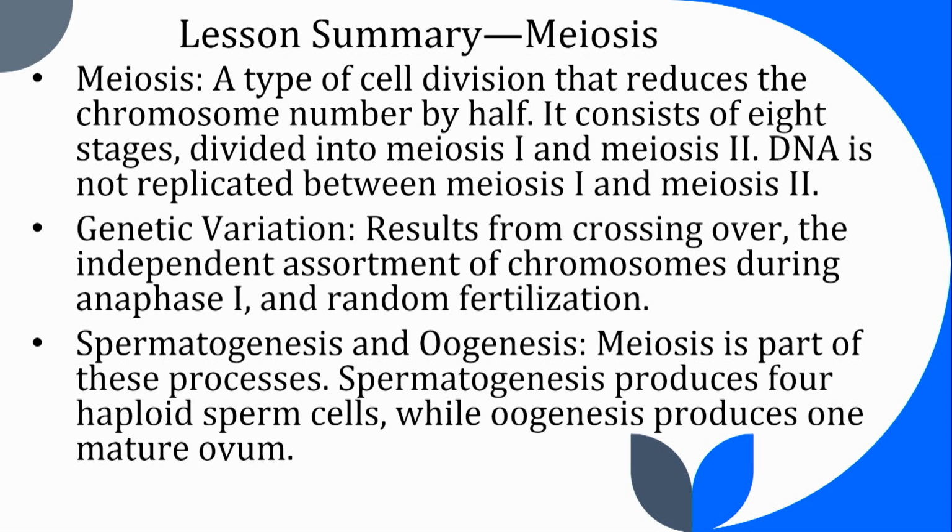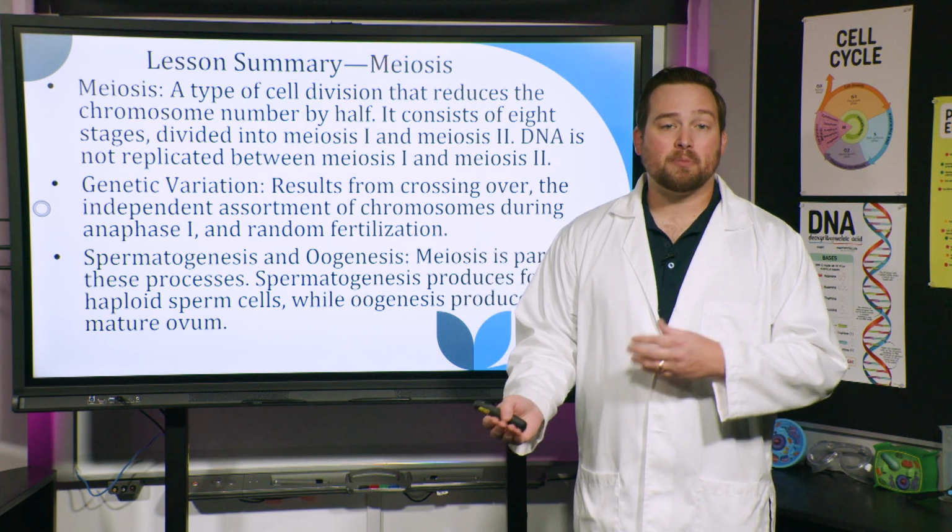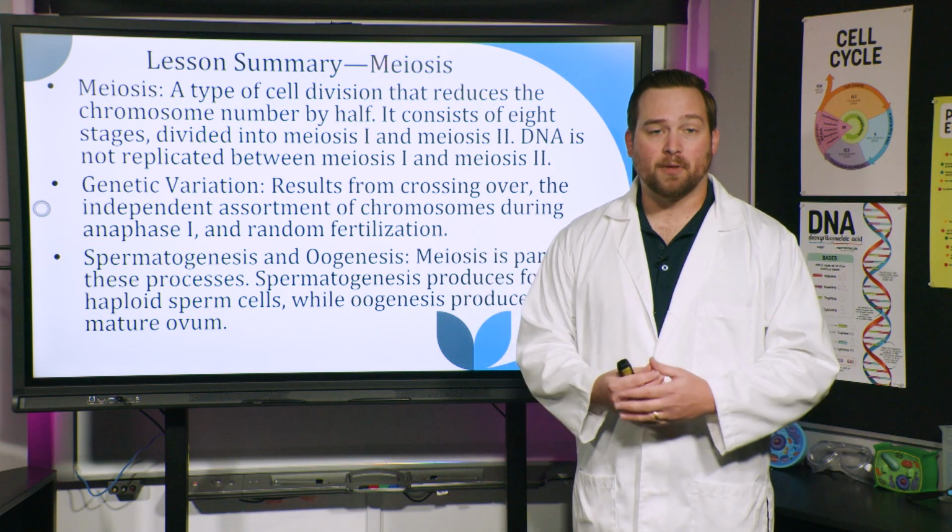It consists of 8 stages, okay? We're going to do PMAT twice. And so how we divide this up, we do meiosis 1, which will go through all 4 of those stages of PMAT, and then we do meiosis 2, which is the same thing, 4 more, and we do PMAT just like we did in the first stage, okay? In meiosis, DNA is not replicated between meiosis 1 and meiosis 2, okay?